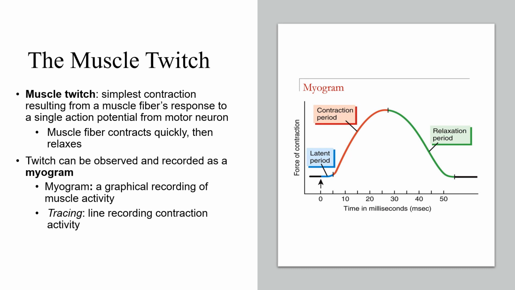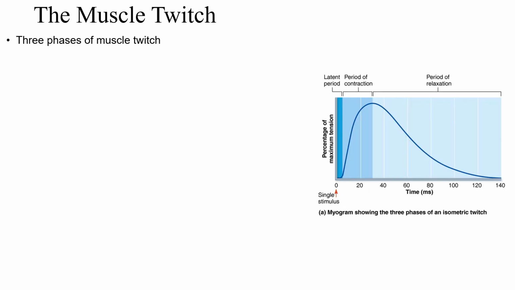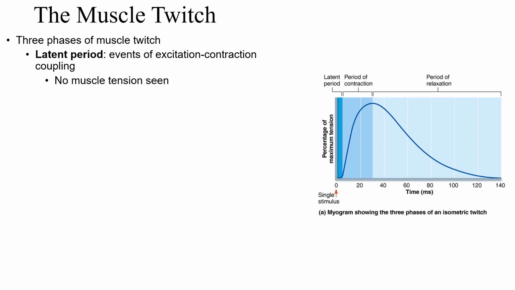And so on this image, you can see that there is an initial period called the latent period, then we have the contraction period, and then the relaxation period. And that is going to have different forces of contraction at those different points, and they're going to last for different time periods. Now, the first stage of a muscle twitch is called the latent period, and during this time we're having the excitation contraction coupling events that we've talked about previously.